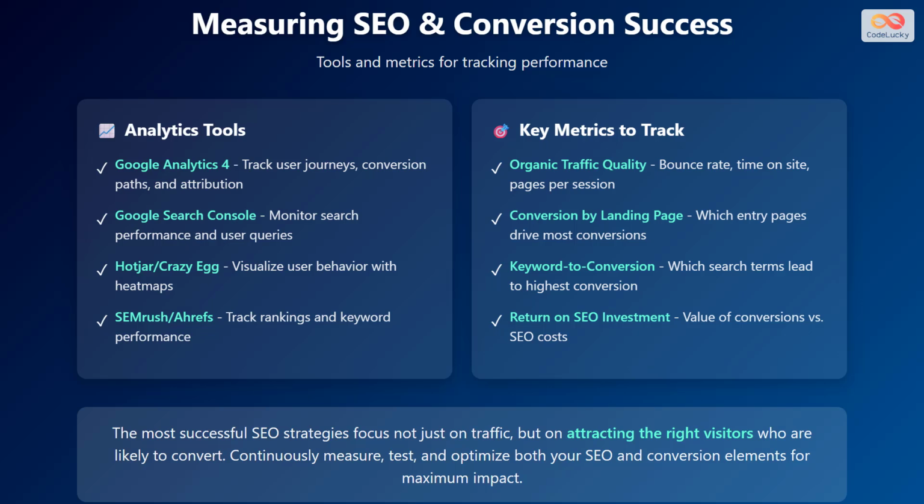Hotjar and Crazy Egg allow you to visualize user behavior with heat maps. And tools like SEMrush and Ahrefs help you track rankings and keyword performance. Now let's look at some key metrics to track.